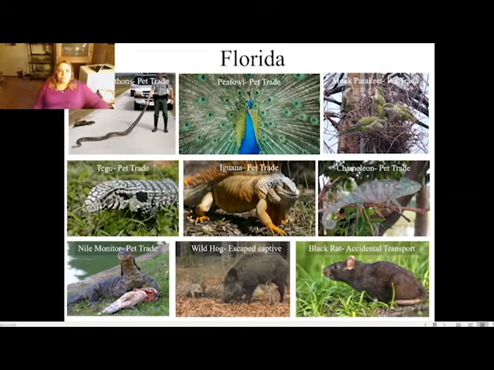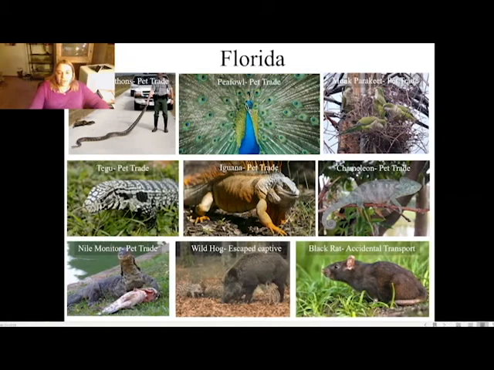And then there is the black rat. That's the only species here that's not an escaped captive. It's believed that they came over as stowaways on ships that were transporting people and goods to America, just like our Norway rat did, but they have taken over in Florida. They're actually the most common rat in Florida, whereas the Norway rat is the most common in many of the other areas in the United States.